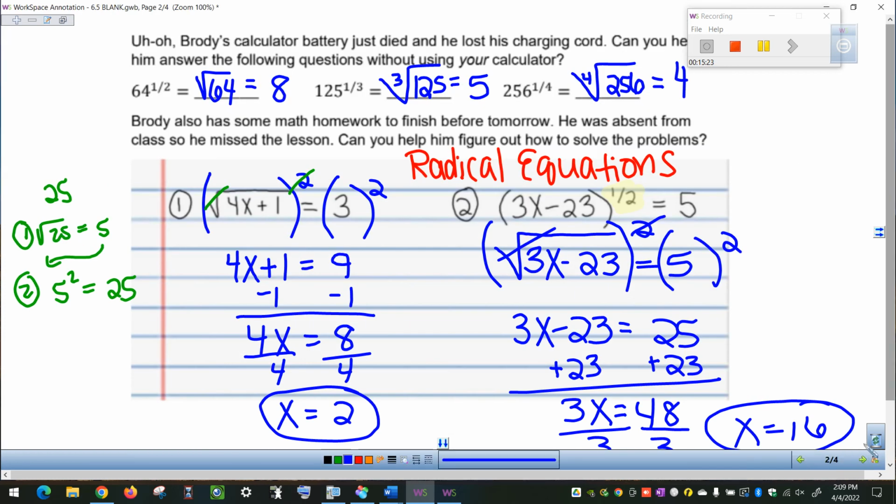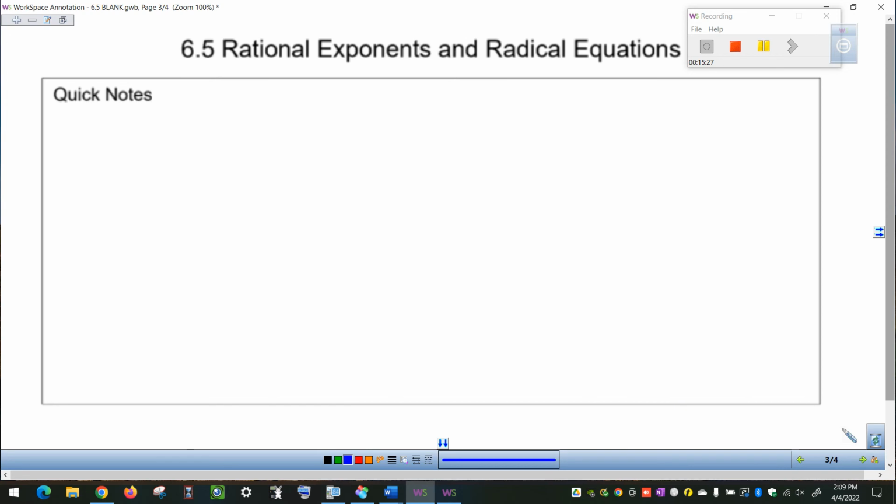All right. Let's go ahead and turn over to the back. So we're going to finish up by summarizing what we saw so far today on the front page. So our first learning target here was to understand the meaning of rational exponents. The second one was to evaluate rational exponents without a calculator.